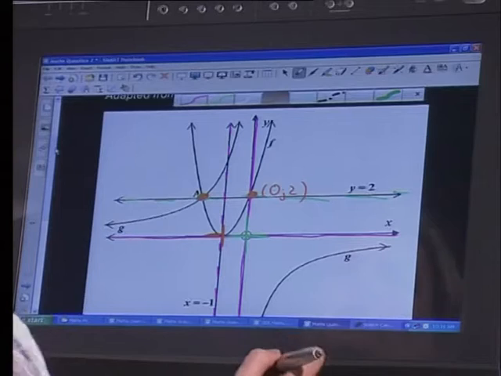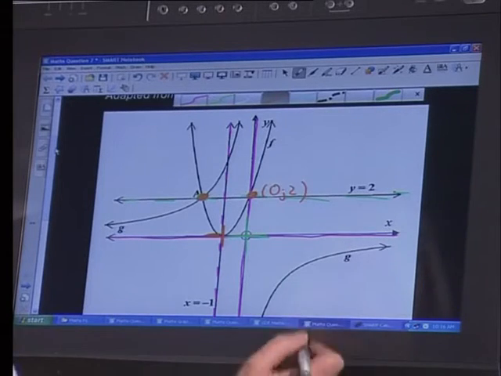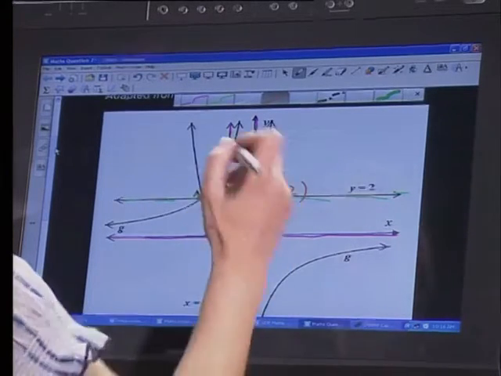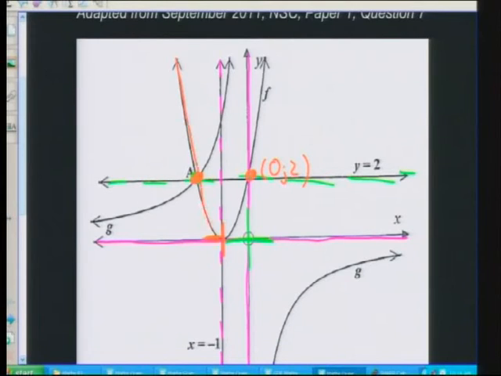Welcome back, guys. It seems I've confused myself with all of my different colors, and I thought that there was something missing, but there isn't actually. Right, let's have a look at our parabola.